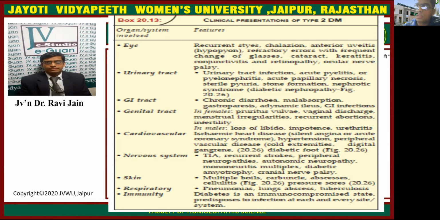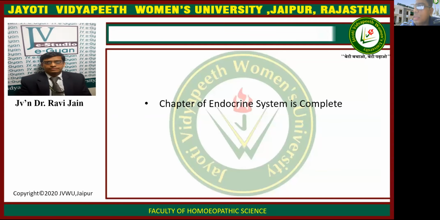So ultimately, the patient with diabetes mellitus will be coming to you with a lot of complaints, starting from the eye complaints, urinary tract infection complaints, GI tract complaints, genital tract complaints, cardiovascular complaints, a lot of nervous system disorders, the skin disorders, respiratory tract infections, and various disorders of the immunological system. So this is all about the clinical presentation of diabetes mellitus. Whenever a patient is coming to you, you can find the following things in the clinical examination.